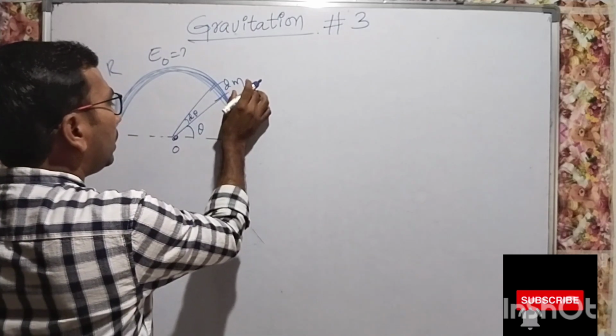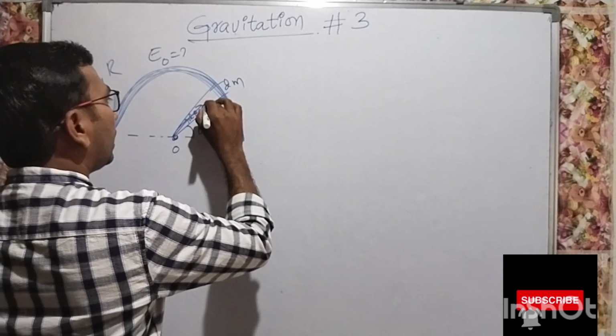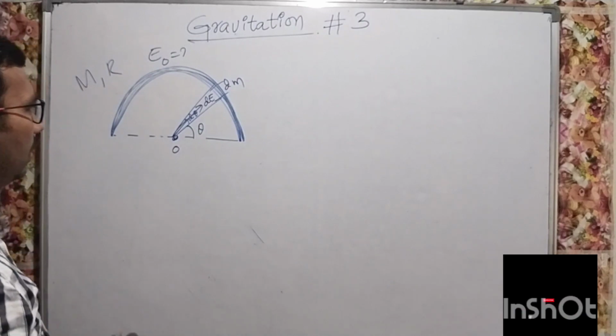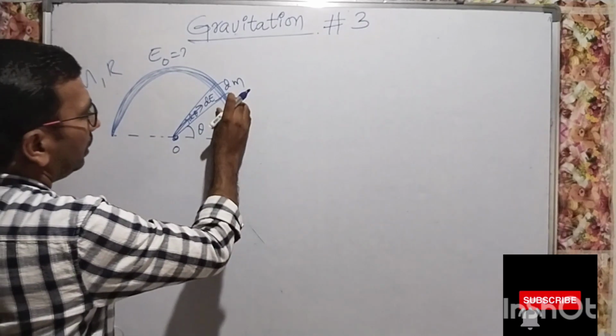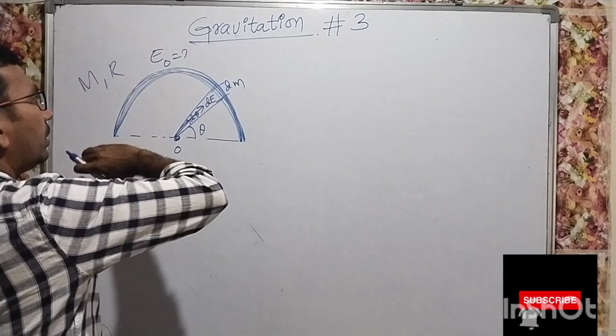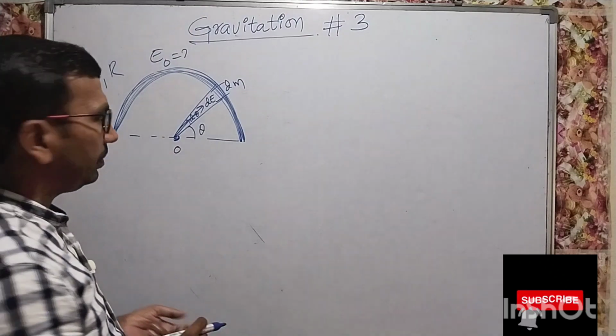So here, due to dm, this mass, the gravitational field acts in this direction, that is dE. Similarly, here a small element, and another small element, you can do it like that. And the net gravitational field you can find out.